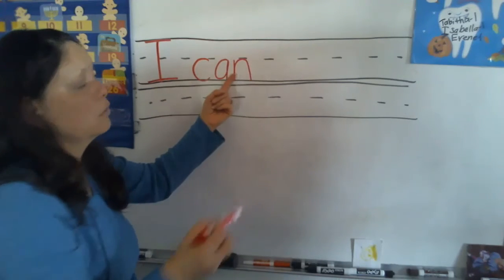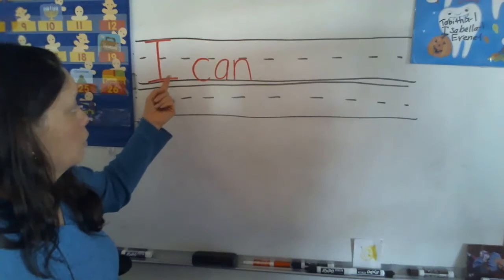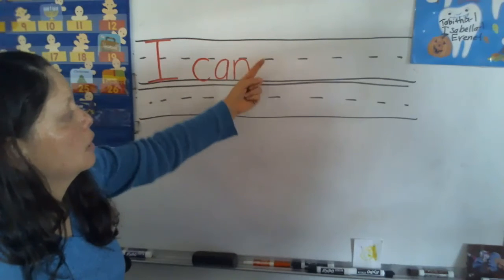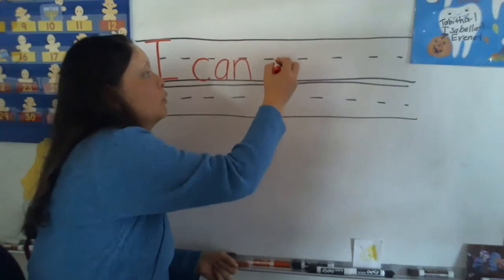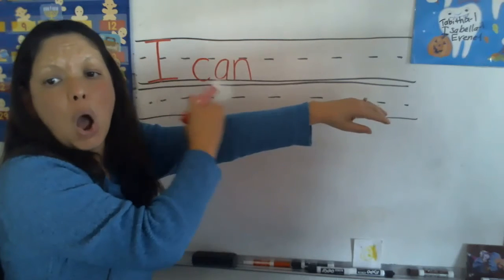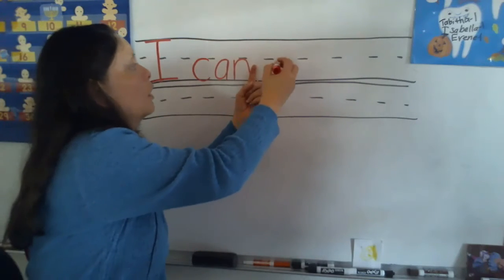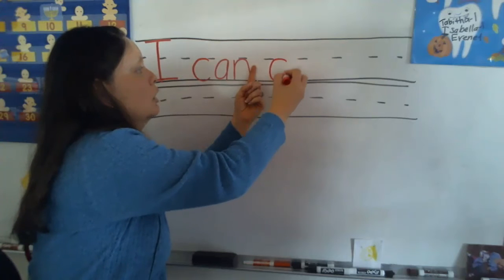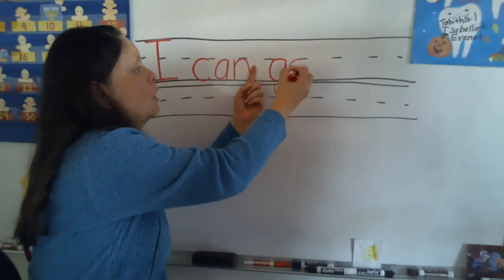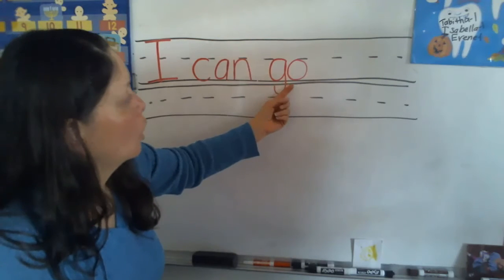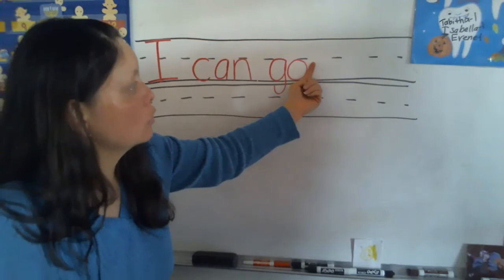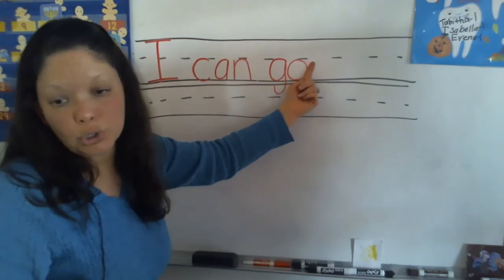Can. That was a word of the week. I can, space, space, space, two fingers, go. That's the word of the week this week. G-O. Go. G is a G. O. G-O. I can go, space, space, space, two fingers, one finger, two.